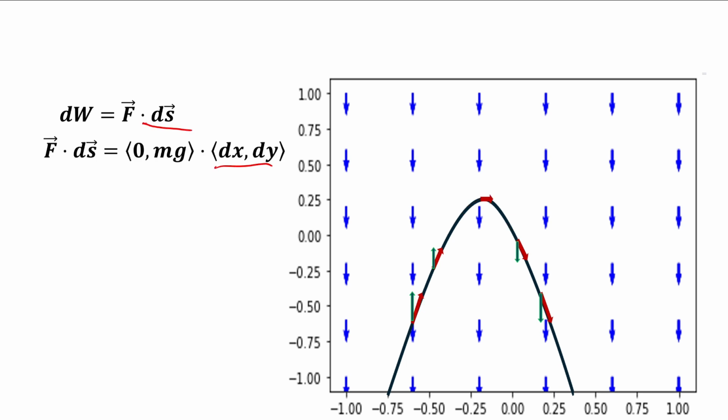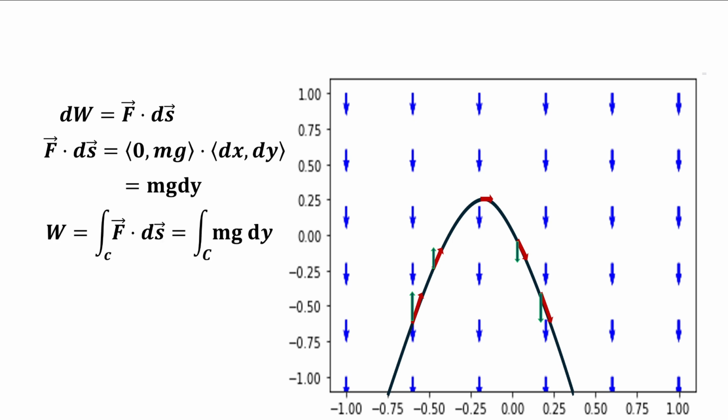So this ds is just dx dy. If that strikes you as weird, just imagine that at any given moment, this is the direction of ds. It is just like any other vector. It has an x component and a y component, and those are, of course, dx and dy. I can expand this out, and what I'll be left with is mg dy.